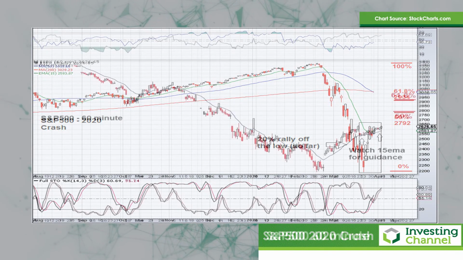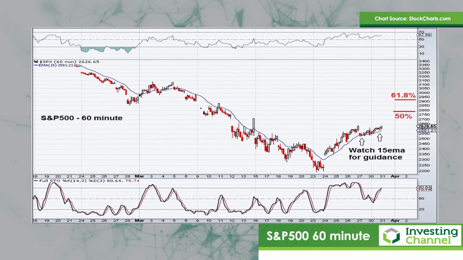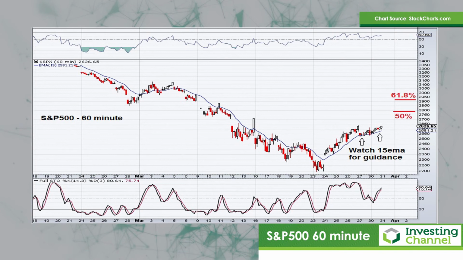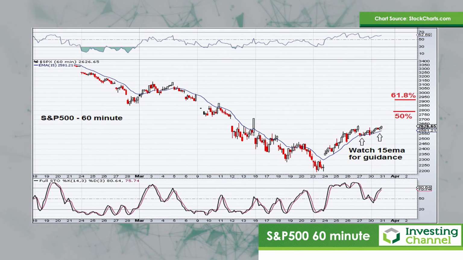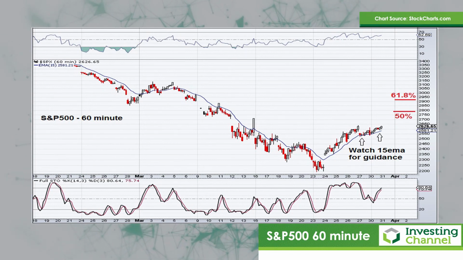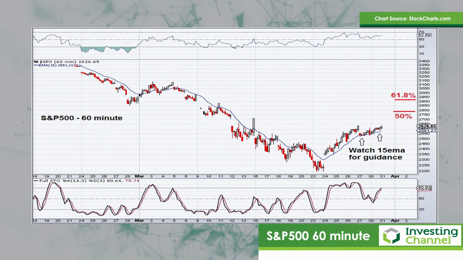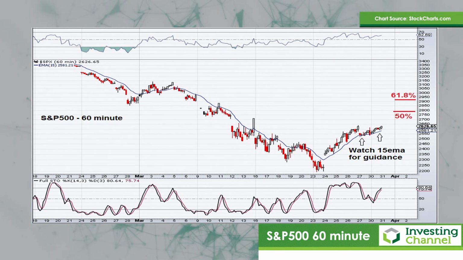Now, my last chart takes a look at an hourly chart of the S&P 500. And the reason I bring this up is because it's useful to zoom in on the shorter time frame to look for your entry signals if you are wanting to short the market. What we need to be careful of here is getting short too early. So what I use is a 15-period exponential moving average on the hourly chart, and you can see that quite clearly indicated in blue on this chart.